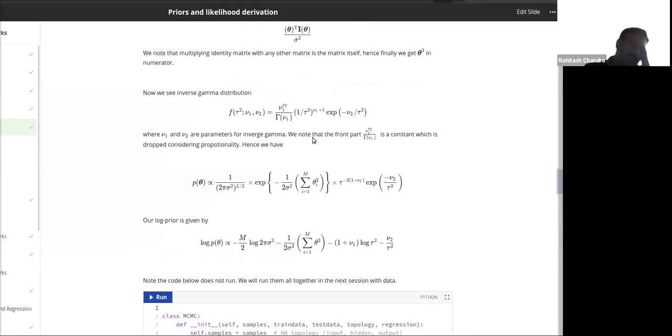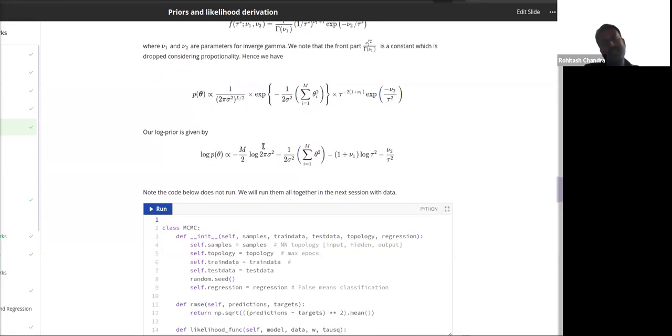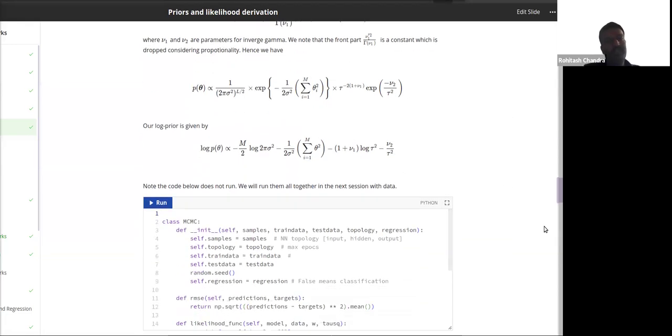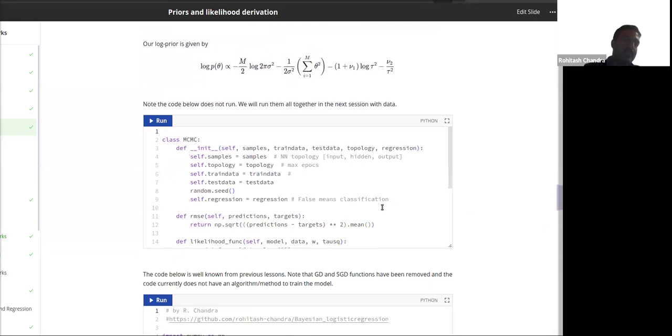So that's how our prior distributions, which consist of the Gaussian and the inverse gamma, became a log prior distribution, which consists of the Gaussian. So that's what we have. We have understood the likelihood and the prior. And now we look at a case where we implement this.